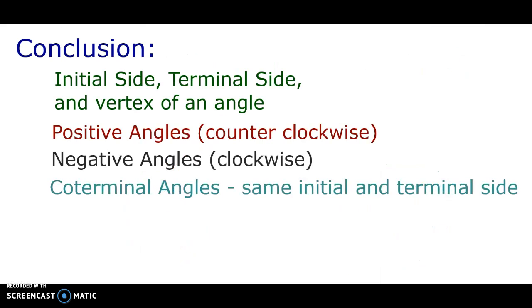So in conclusion, knowing what the initial side, terminal side, and vertex of an angle are, we have positive angles, negative angles, and coterminal angles. Make sure we know how to find those in radians and degrees.